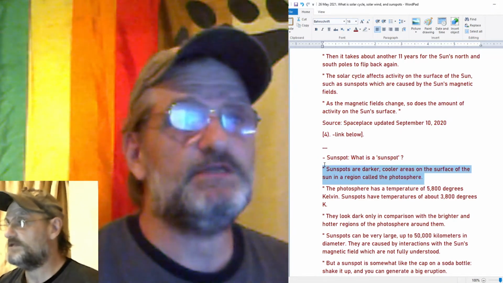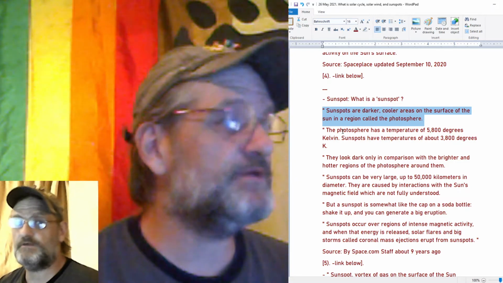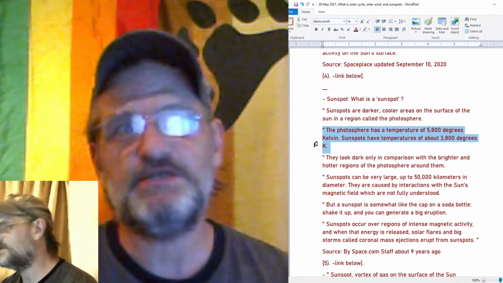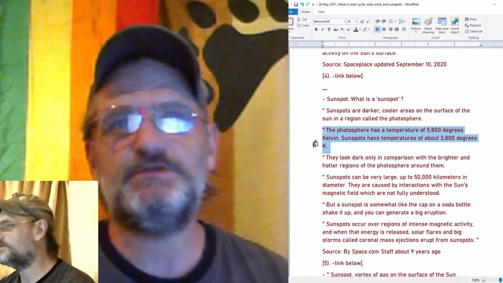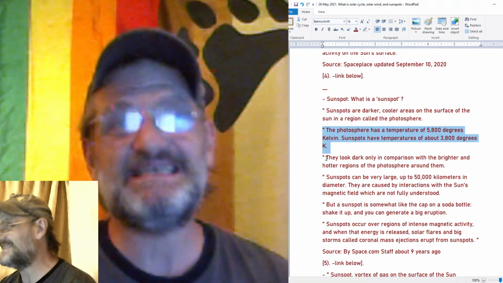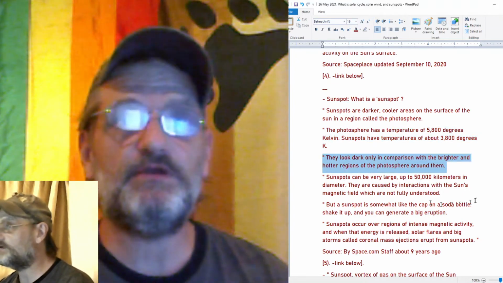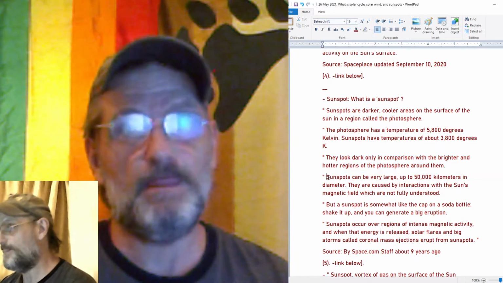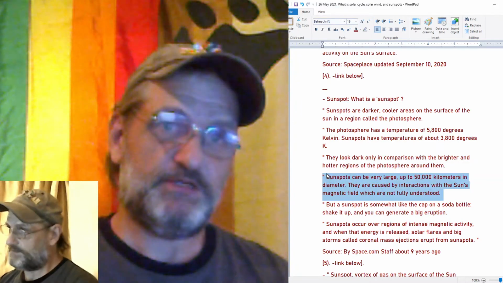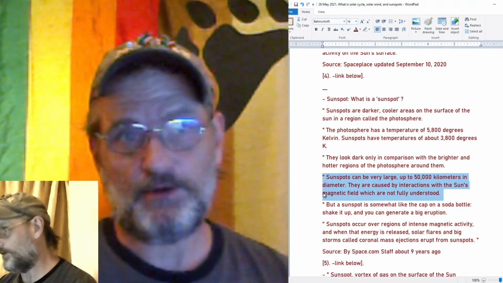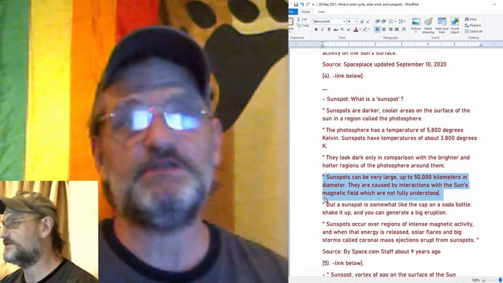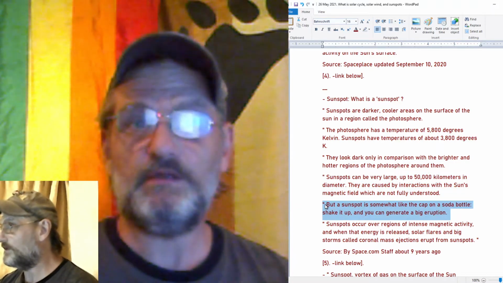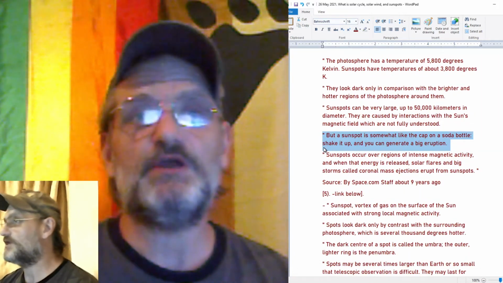Okay, sunspot. What is a sunspot? Sunspots are darker, cooler areas on the surface of the sun in a region called the photosphere. The photosphere has a temperature of 5,800 degrees Kelvin. Sunspots have temperatures of about 3,800 degrees Kelvin. They look dark only in comparison with the brighter and hotter regions of the photosphere around them. Sunspots can be very large, up to 50,000 kilometers in diameter. They are caused by interactions with the sun's magnetic field, which are not fully understood. But a sunspot is somewhat like the cap of a soda bottle. Shake it up and you can generate a big eruption.